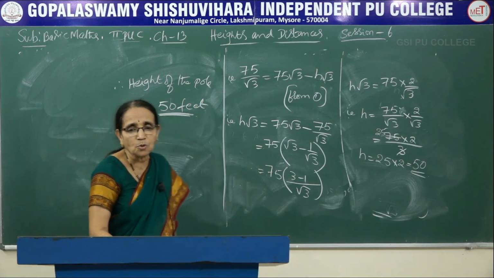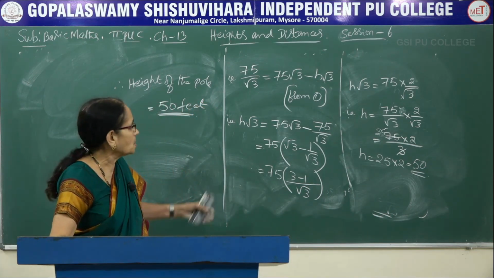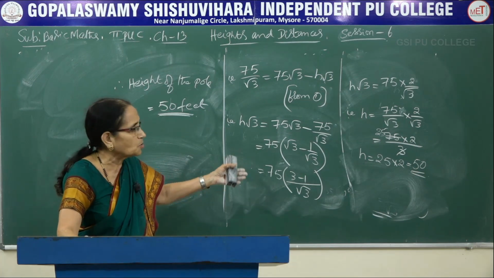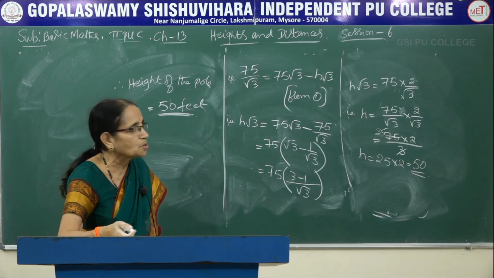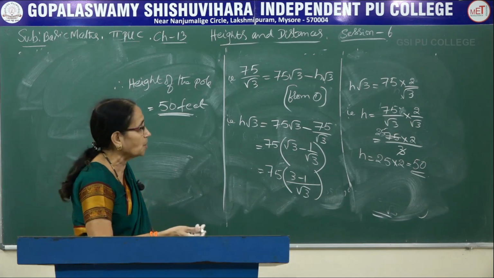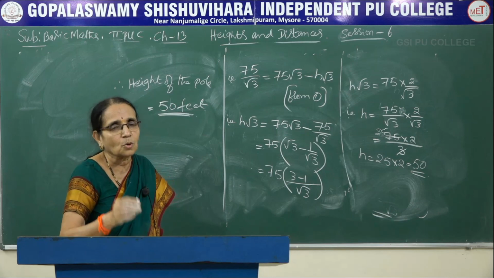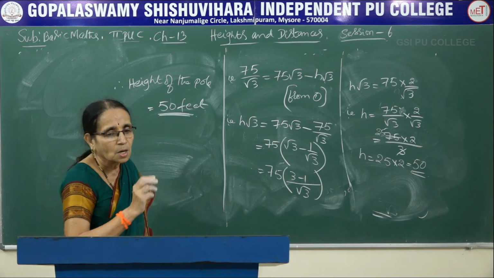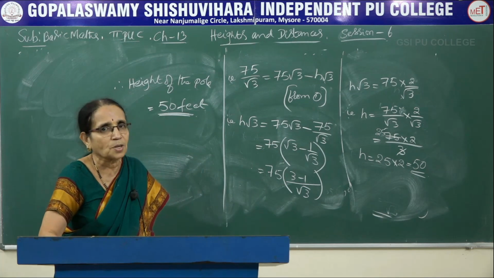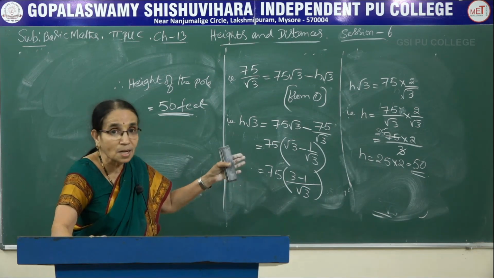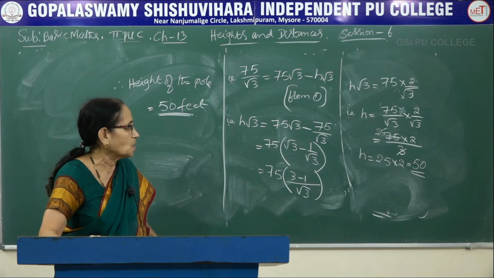Suppose they had asked you to find the value of X also, then the X value would have to be 75 by root 3, that can be written. Distance between the pole and the tower is equal to so many feet. But they have not asked in that one. So whatever answer is asked, you have to write. Otherwise, from the first result, directly you are getting the value of X here, so that need not be written. If it is asked in the problem, you have to express that one.